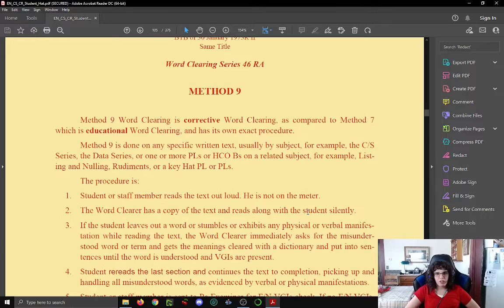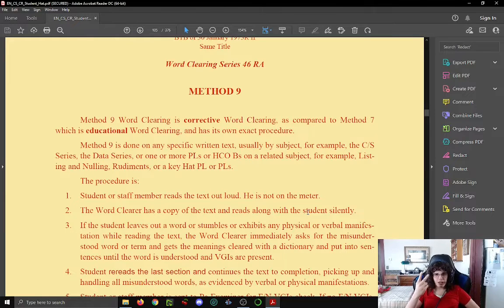Method 9 is done on any specific written text, usually by subject, for example, the CS series, the data series, or one or more PLs or HCOBs on a related subject, for example, listing and nulling, rudiments, or key hat PL or PLs. The procedure is: 1. The student or staff member reads the text out loud. He's not on the meter.